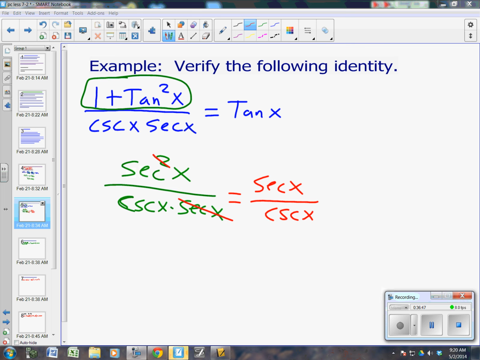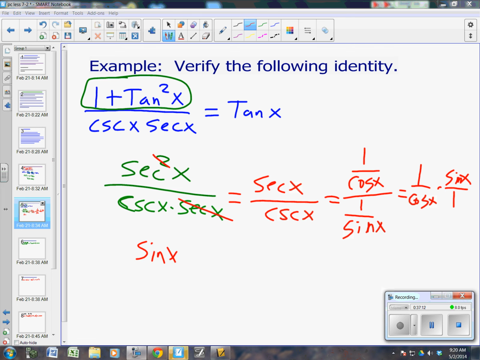And then some of you said, well, secant of x, using the reciprocal identity, was 1 over cosine, and cosecant is 1 over sine. So you have 1 over cosine times sine over 1. Well, that just makes what? Sine of x over cosine of x, which is equal to what? Tangent, which is what the right side is equal to.